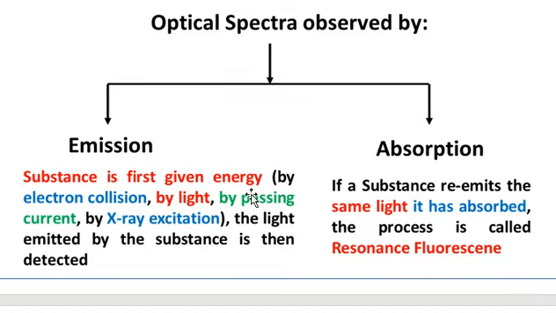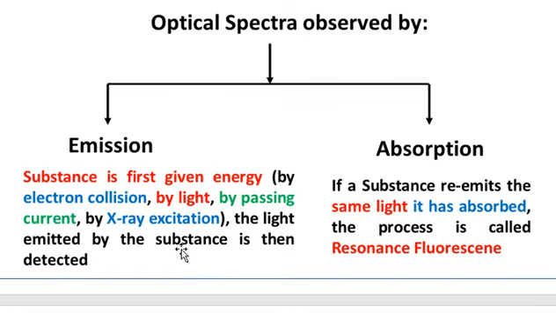Energy can be given to a substance in many ways. For example, by electron collision, by light, that is by flash lamps, by passing a current through the material, you can energize the electronic states of the substance, or by illuminating the substance with X-rays, that is X-ray excitation. So these are the possible ways by which energy can be given to a substance. The light emitted by the substance is then detected.